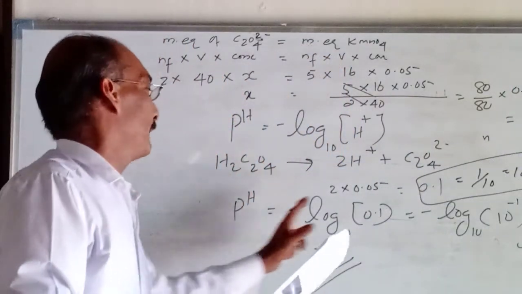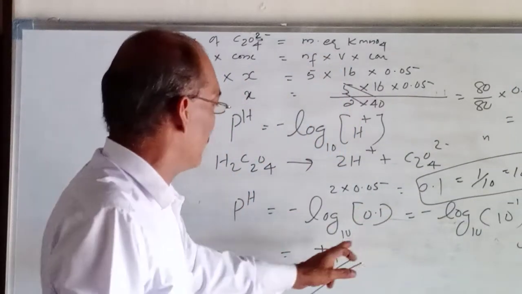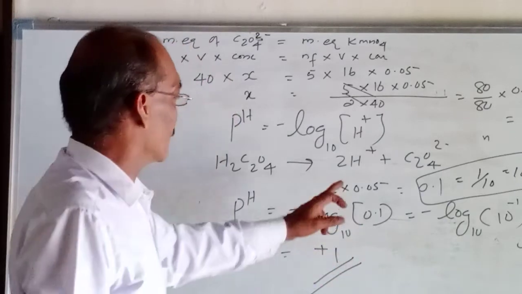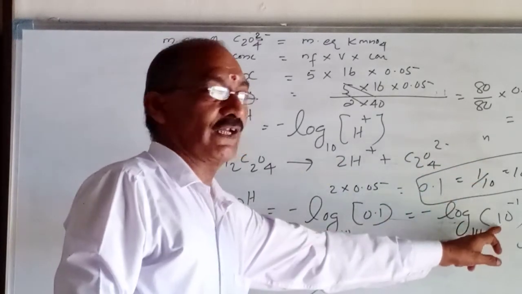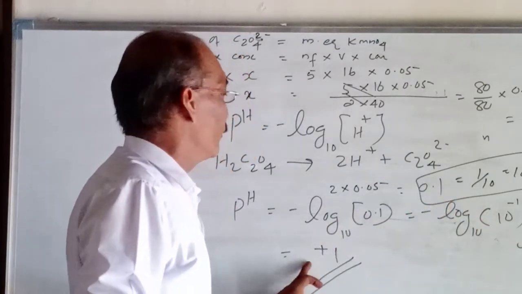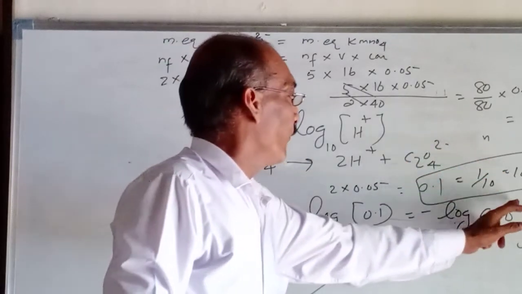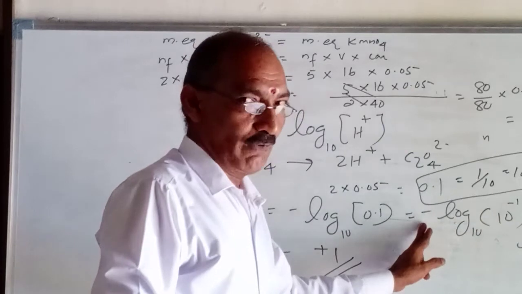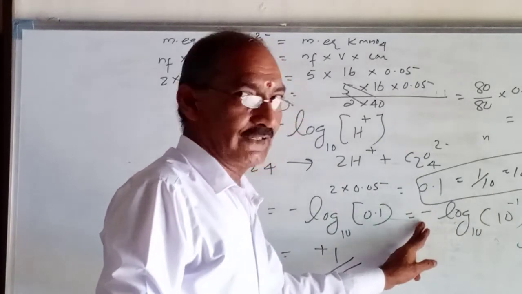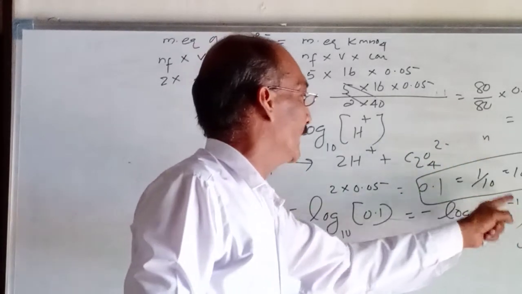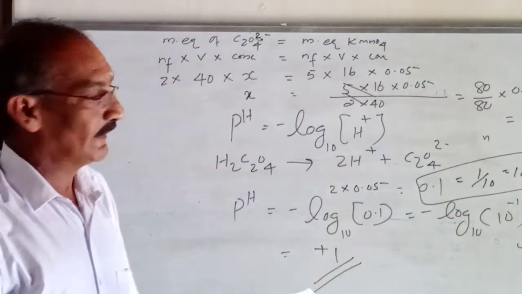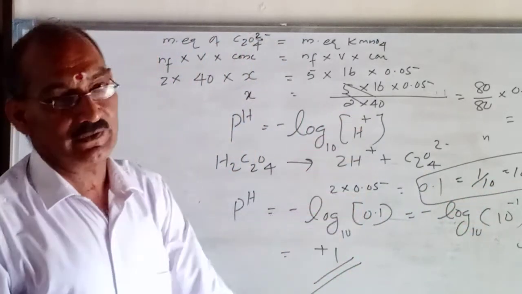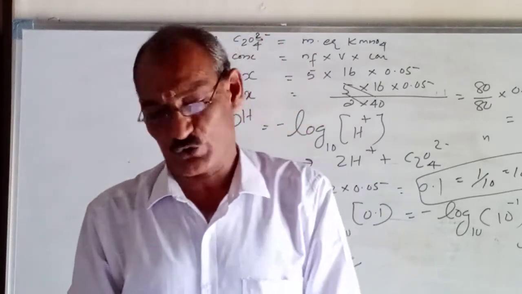Then write the equation: pH is equal to negative logarithm to the base 10 of H plus ion concentration. H plus is 0.1, or 10 raised to minus 1 you can write. Then you will get minus 1 log 10 within the bracket, with the negative outside; minus into minus gives plus, so you get the answer plus 1. That is the first question answer.